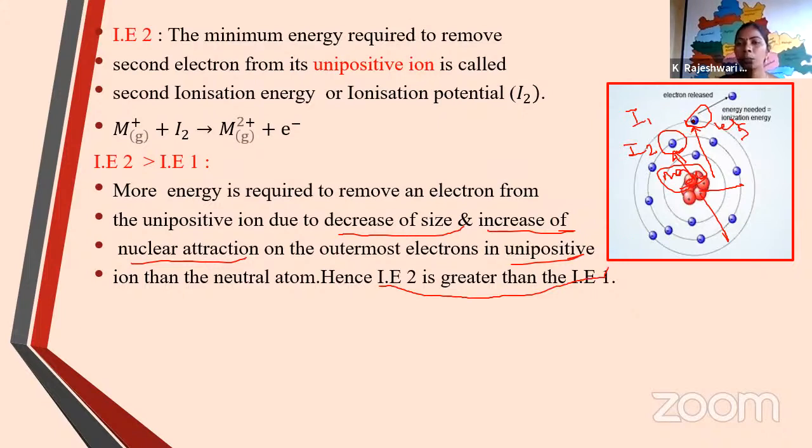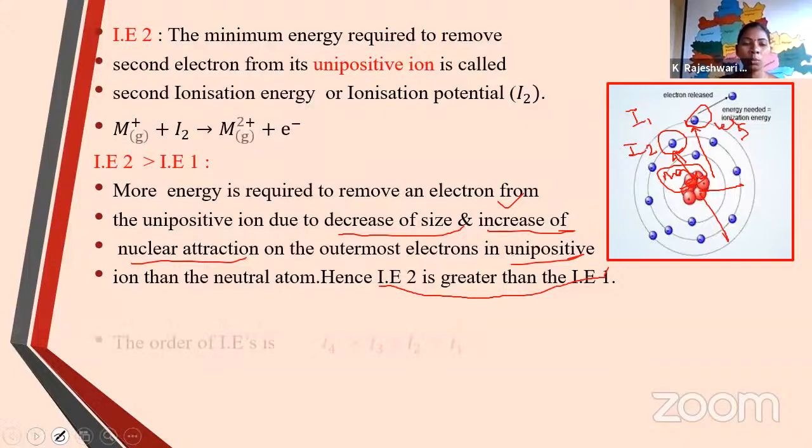Okay. So that means because in I1, we are removing the electron from the last third shell. That is very, very far away from the nucleus. Easily we can remove. But if you want to remove the electron from the second shell, it is very, very close towards the nucleus, less distance, and the nuclear attraction is more. That's why IE2 is more than IE1. This is the reason. So very, very important explanation.